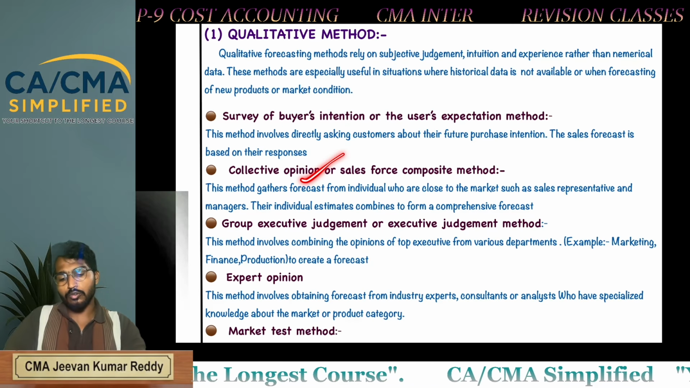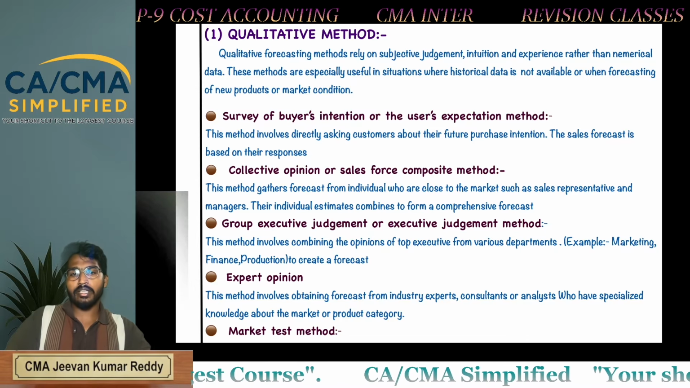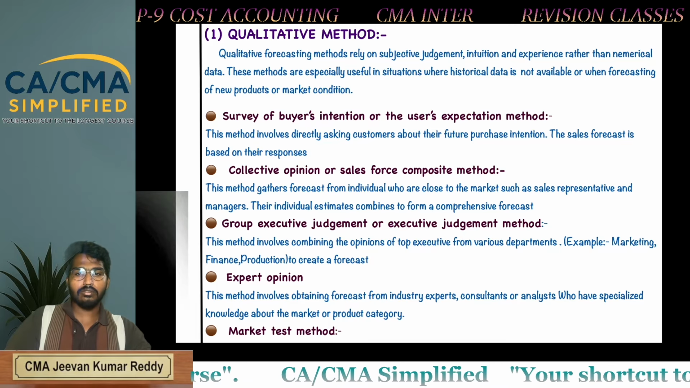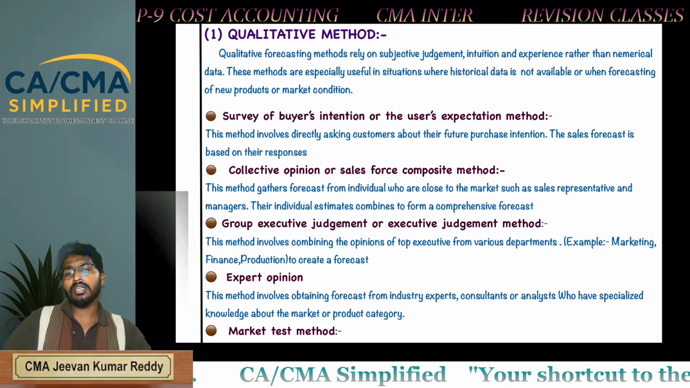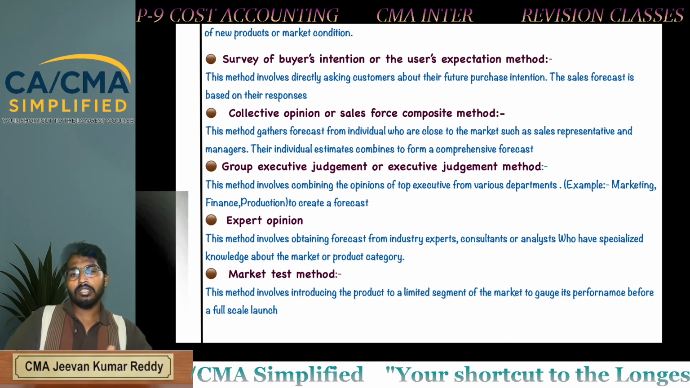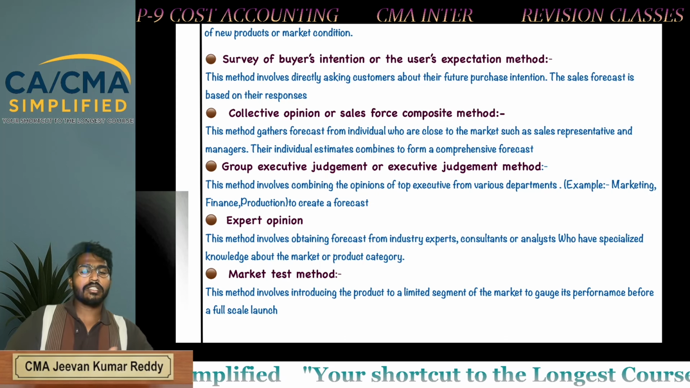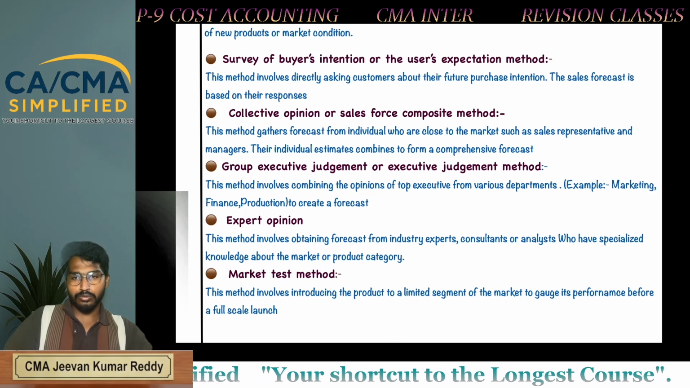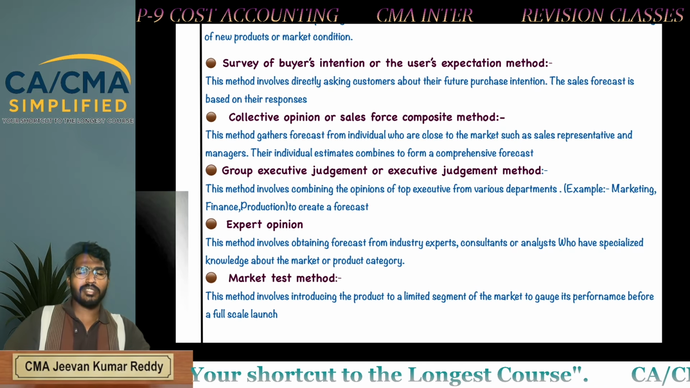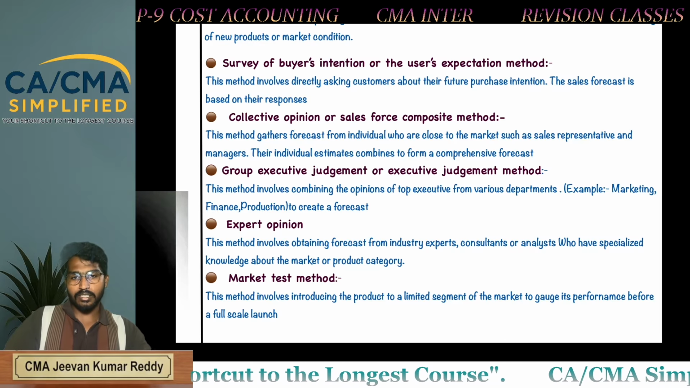Next, collective opinion of the sales force. The sales force is in direct contact with the customers. They know about the customer expectations. So we take the opinion of the sales force. Next, group executive judgment. We call all executives, conduct one meeting and collect the opinions of the executives.